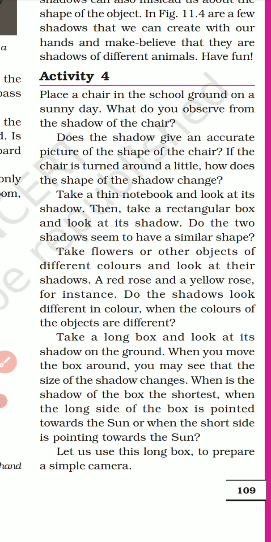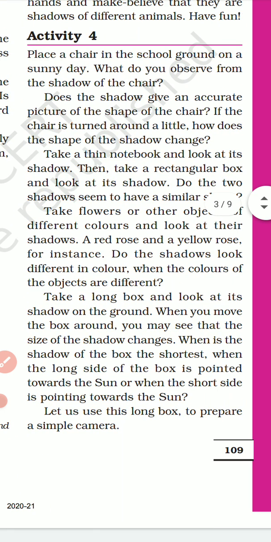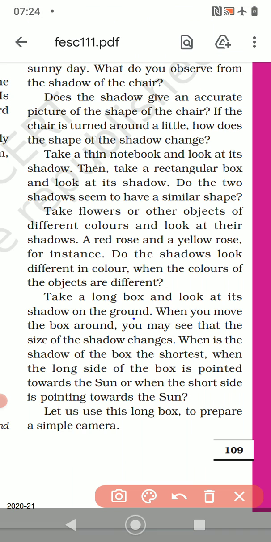Take a long box and look at its shadow on the ground. When you move the box around, you may see that the size of the shadow changes. When is the shadow of the box the shortest and when is it longest? When the long side of the box is pointed towards the sun, or when the short side of the box is pointed towards the sun.